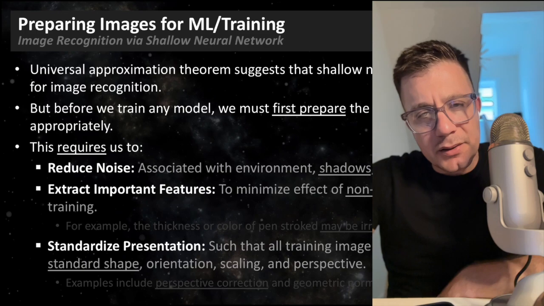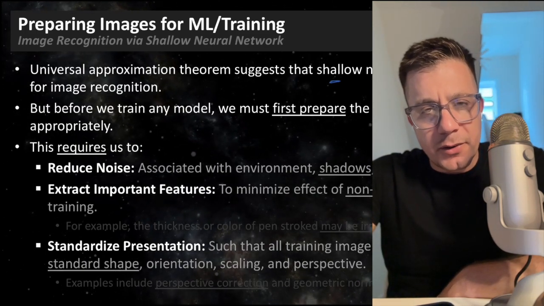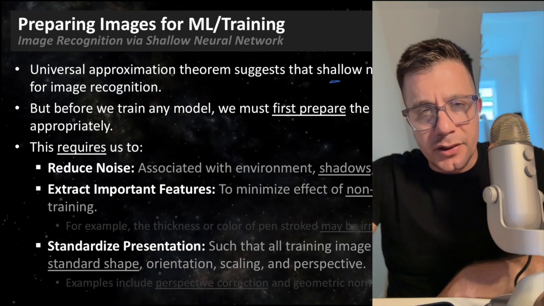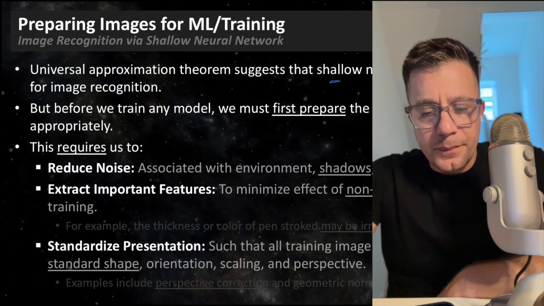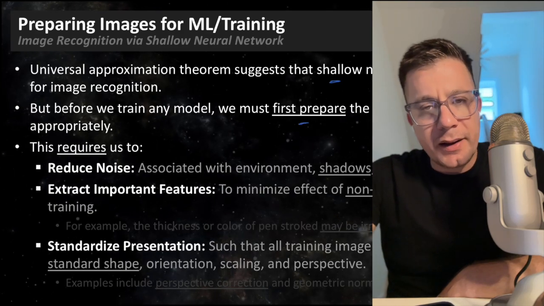The universal approximation theorem suggests that shallow neural networks may be sufficient for image recognition, the digit recognition 0 through 9 that we discuss in this module. But before we train any model, we must first prepare the training images appropriately.